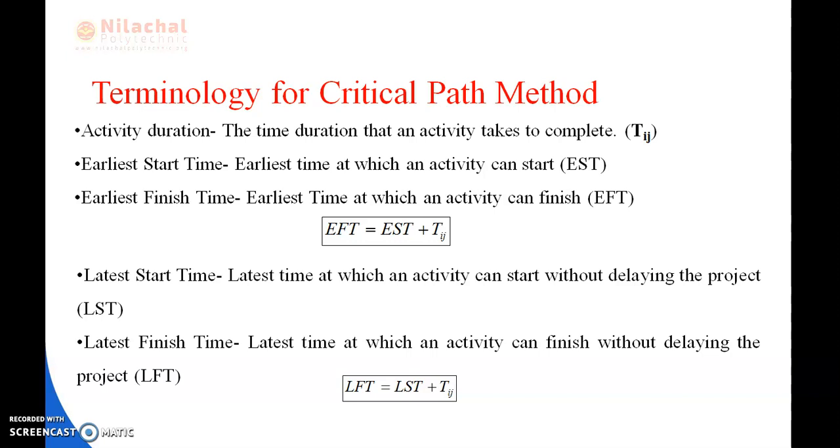Next we'll be reading about the terminology for the critical path method. First is activity duration. The time duration that an activity takes to complete is known as activity duration. We can denote it as T subscript ij. You can see here it has been denoted as Tij. Next is earliest start time, the earliest time at which the activity can start. This is known as EST. We can say it as earliest starting time or earliest start time.